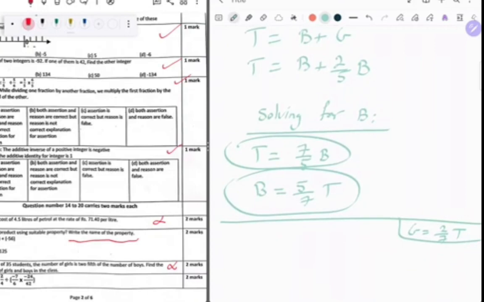They want to find the number of girls and boys in the classroom. So I need to get the number of boys according to the total. Okay, but if I get the number of boys, that's 5/7.